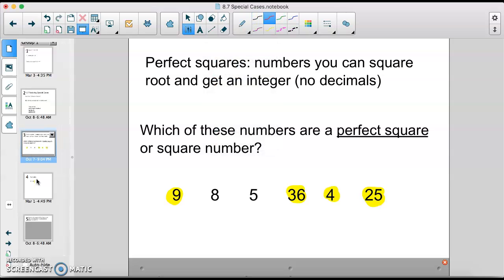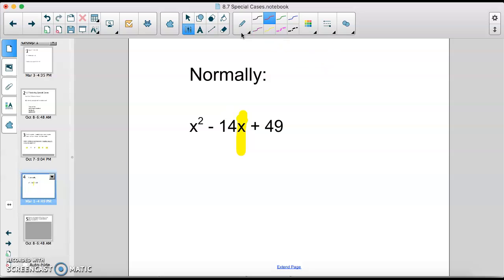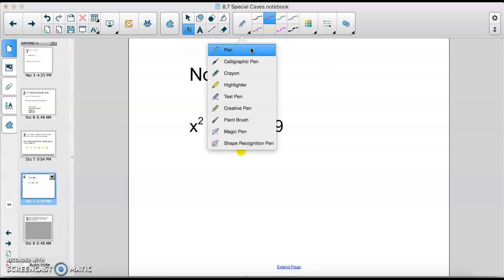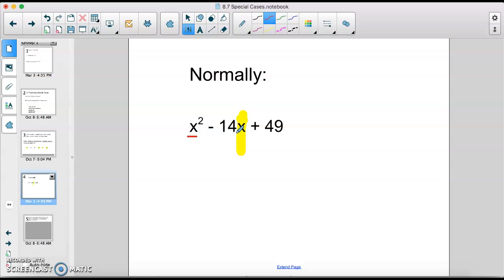So how does that help for today? These are the types of problems you've seen. Normally there's an x squared and an x. Today's will not have a middle term. It might look like x squared minus 49. So this is a clue that you can use our perfect squares method.